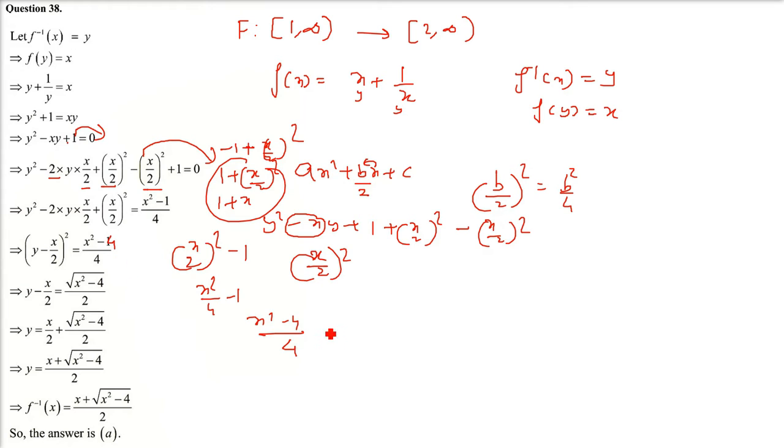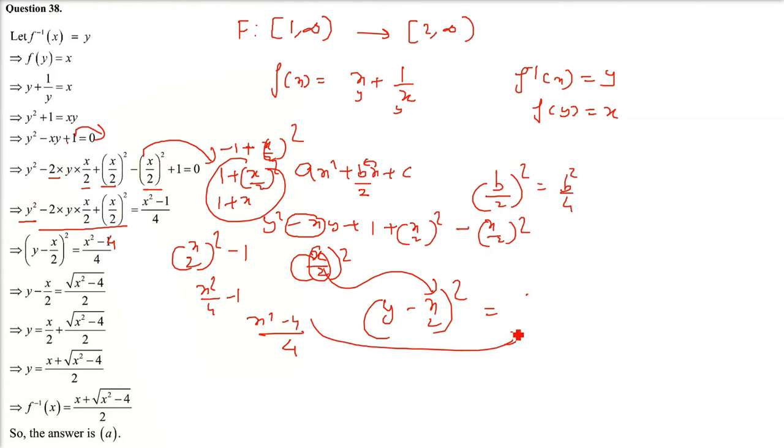Okay. Now on the left hand side, as I said, it will be simply y minus x by 2 whole square. Just whatever you have divided by 2 and square it, just put it here. So you have y minus x by 2 whole square. So finally you got this equals x square minus 4 by 4. Now you take the square root, that is, square root of x square minus 4 and square root of 4 is 2, and that will be plus minus.